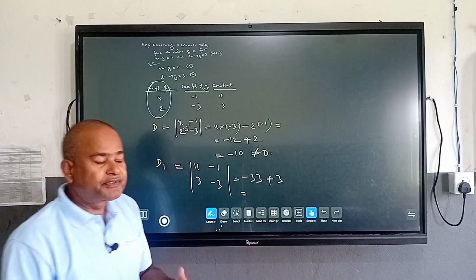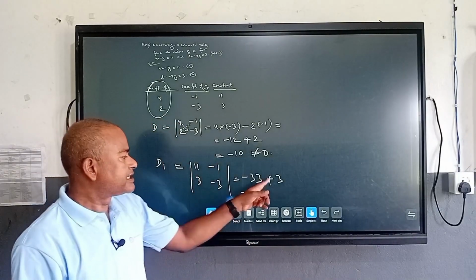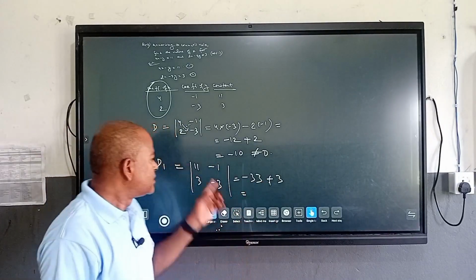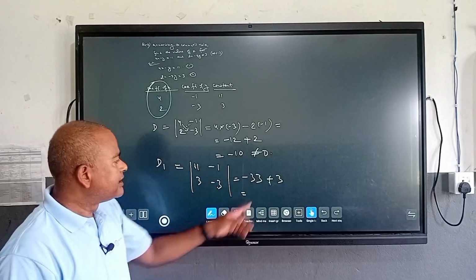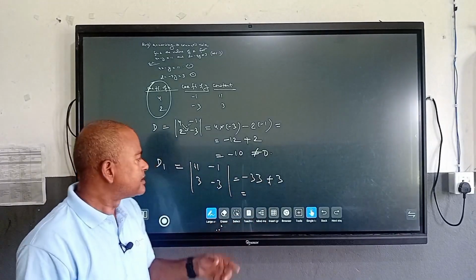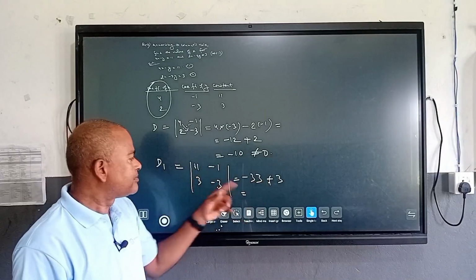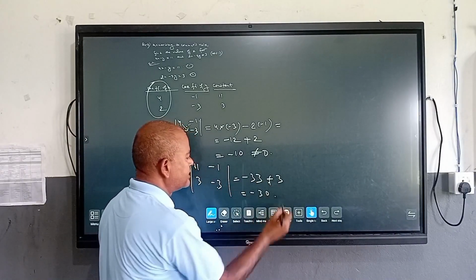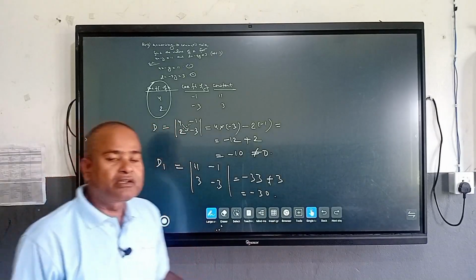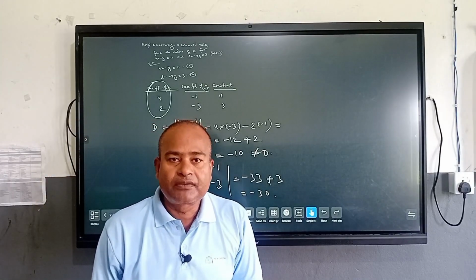Dear students, the formula of determinant is AD minus BC. So there is minus sign in the middle. If you multiply 11 and -3, we get -33. Then in the formula there is minus, and minus we get plus, 3 1s are 3. -33 plus 3 we get -30. So dear students, this is the value of the second determinant, that means the value of D1.